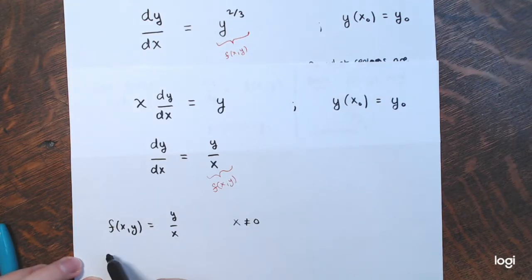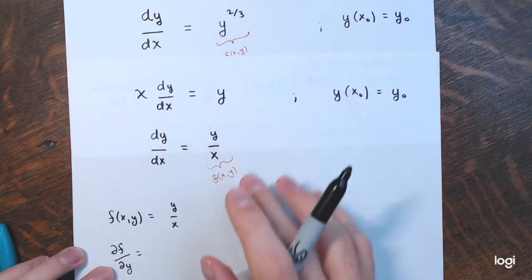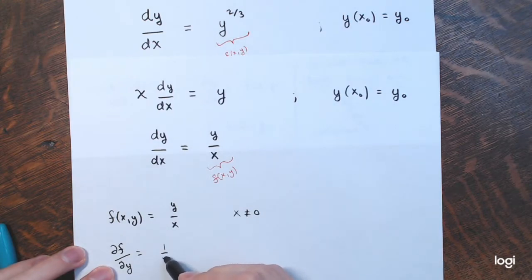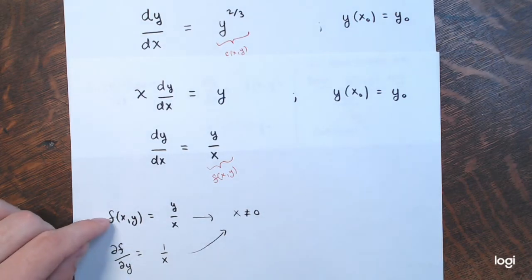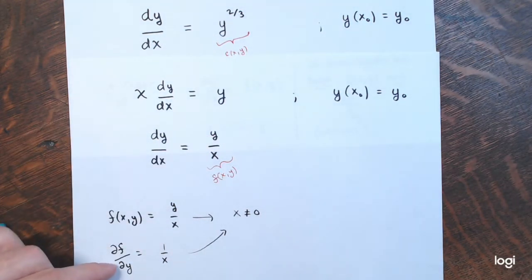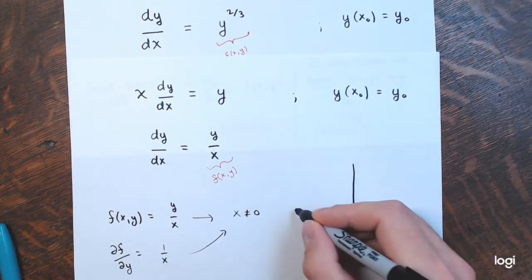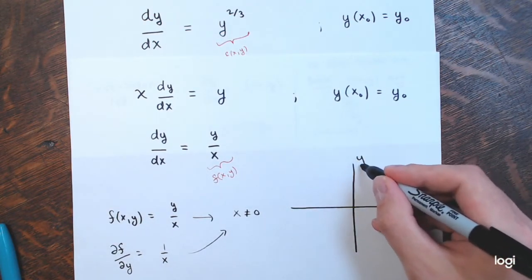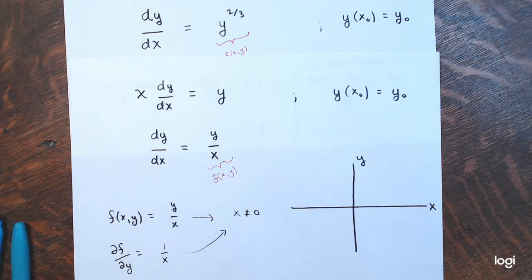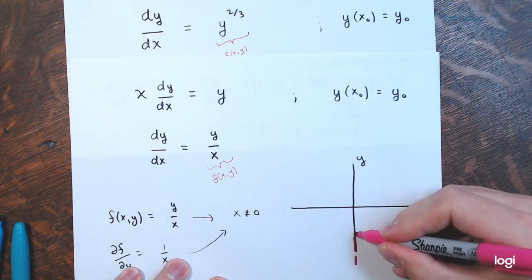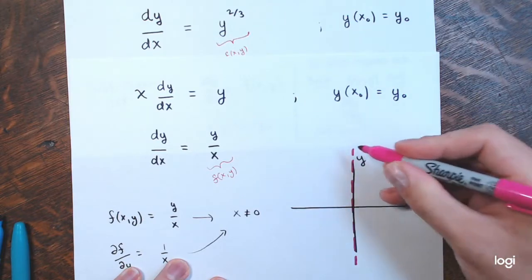And then the partial of f with respect to y, again, you treat y like the variable and x like a constant. Well, this would just be 1 over x. So same thing. Either way, the partial of f with respect to y is not defined at 0, not continuous at 0. So when we're talking about the xy plane, x equals 0 is no good this time. So here's x equals 0. That's the y-axis.